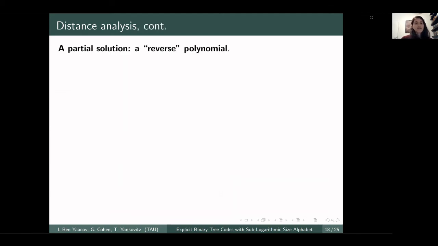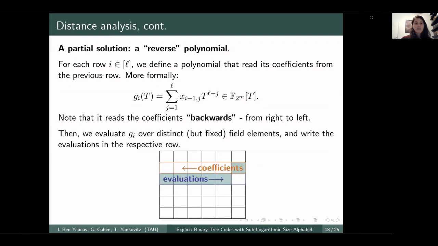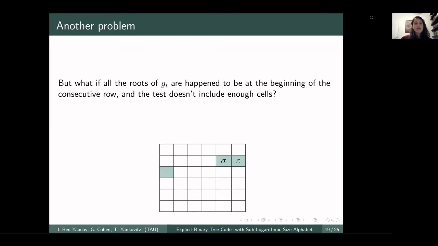A partial solution is obtained by using a reverse polynomial. For each row, we define a polynomial that reads its coefficients from the previous row in a reverse order, from right to left. Then we evaluate the polynomial over distinct field elements and write the evaluations in the respective row. Note that since the coefficients are taken from the previous row, evaluating the polynomial can be done online. However, this solution is not complete.